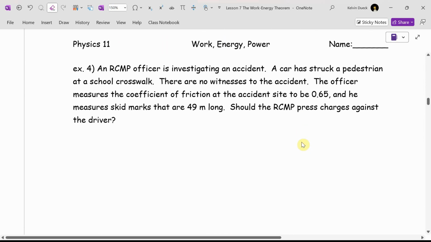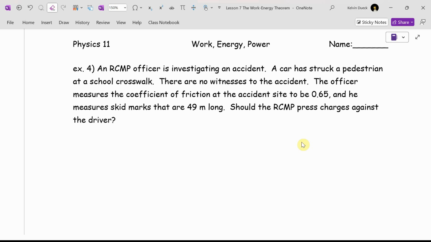Example 4. I don't know if you remember, but near the beginning of the year, we looked at an RCMP question where I had the cell phone pick up the sound of the skids. And I said, in real life, that would never happen. That would be such a fluke that the cell phone voicemail picked up the sounds of the skids. And so we knew how much time it was skidding for. I said, we're going to come back to that question when you have more physics.